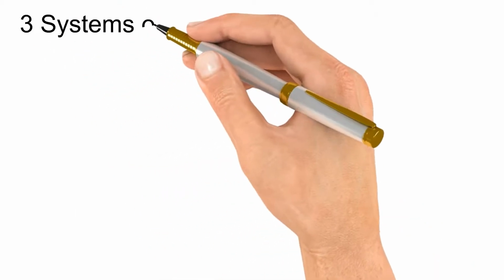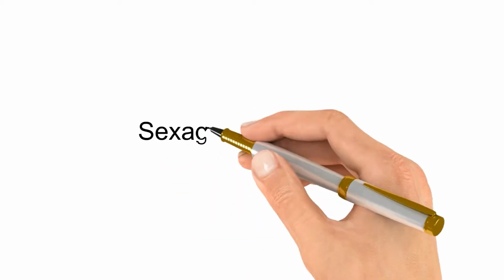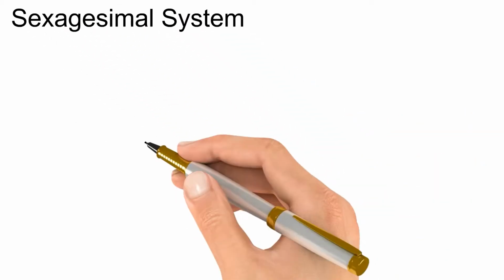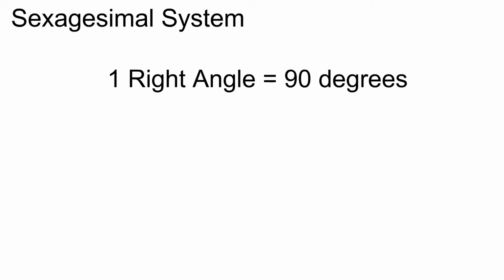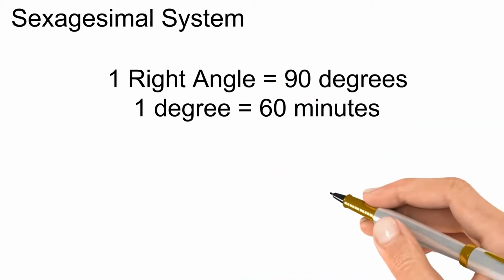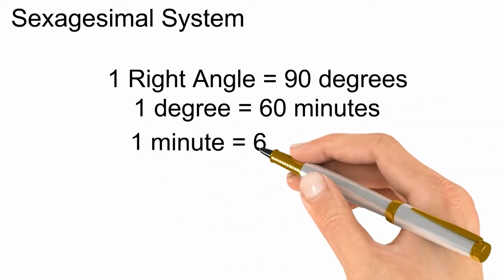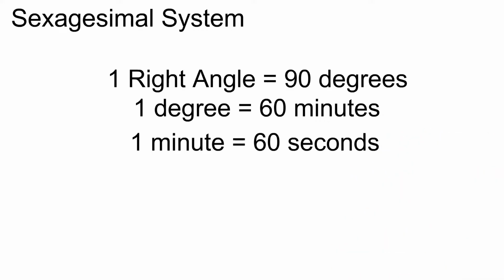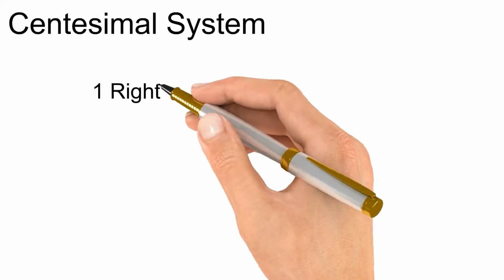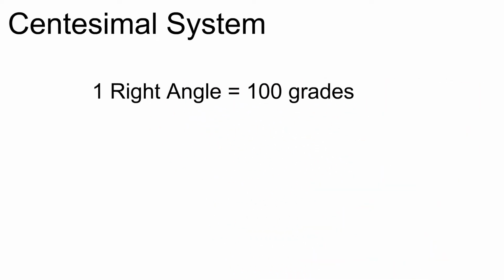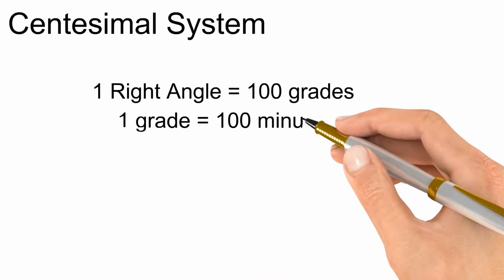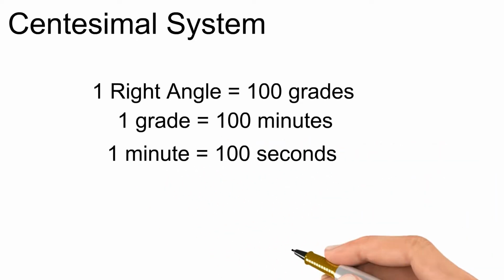There are three systems for measuring angles. These are the sexagesimal system, centesimal system, and circular system. In the sexagesimal system, one right angle equals 90 degrees, 1 degree equals 60 minutes and 1 minute equals 60 seconds. Whereas in the centesimal system, one right angle equals 100 grades, 1 grade equals 100 minutes and 1 minute equals 100 seconds.